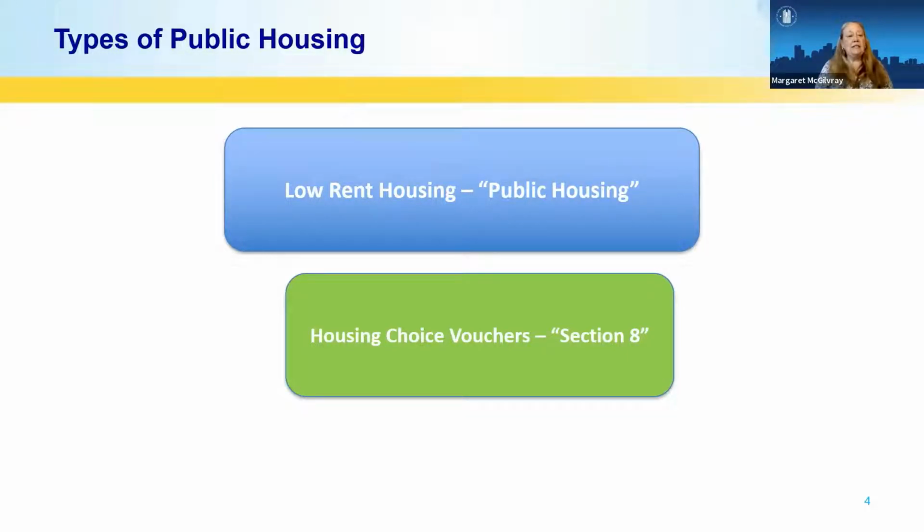The 1937 Housing Act established the low rent housing program to provide decent, safe, and sanitary housing for low-income families, the elderly, and persons with disabilities. In a different recorded session, we do go into depth on the Section 8 Housing Choice Voucher program, which allows low-income families to choose or lease, or in some cases, purchase housing out in the private market. So now let's get into some of the basics of public housing.